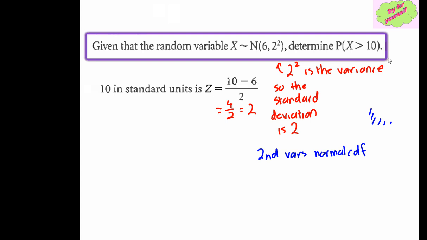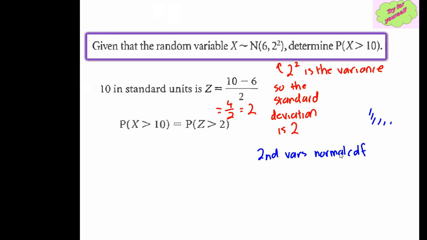So Z equals the x value, 10. Transform it to the standard normal curve first: 10 minus the mu, 6, divided by 2. 10 minus 6 is 4. 4 divided by 2 is 2. So basically what we're trying to find is the probability that Z is greater than 2, because we've transformed it into the standard normal curve, so we can use probability Z is greater than 2.